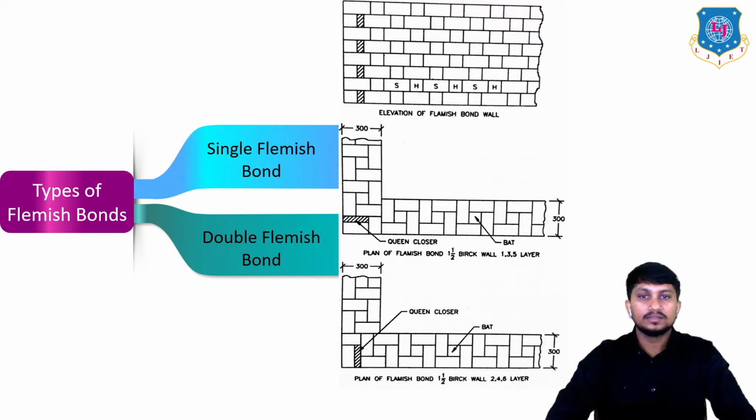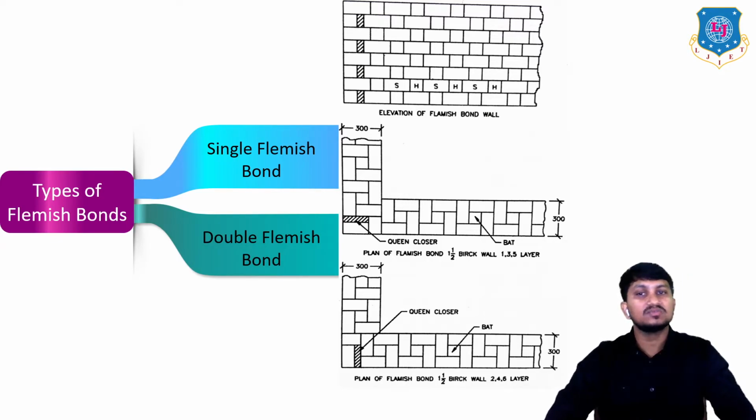If you compare this double Flemish bond with single Flemish bond, in single Flemish bond only the facing part has Flemish appearance, while in double Flemish bond, in facing as well as in backing, the Flemish appearance is observed.